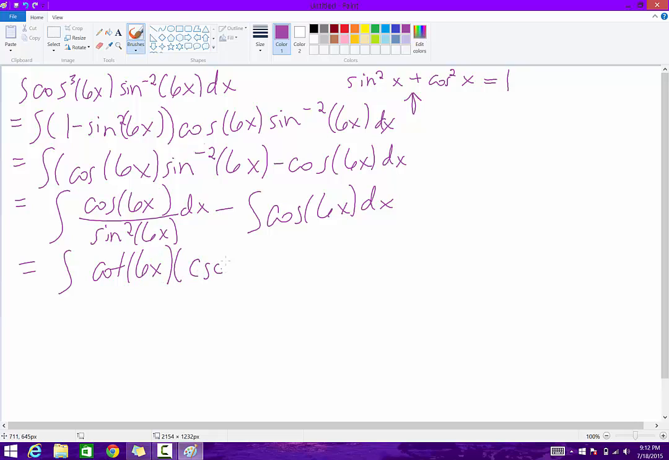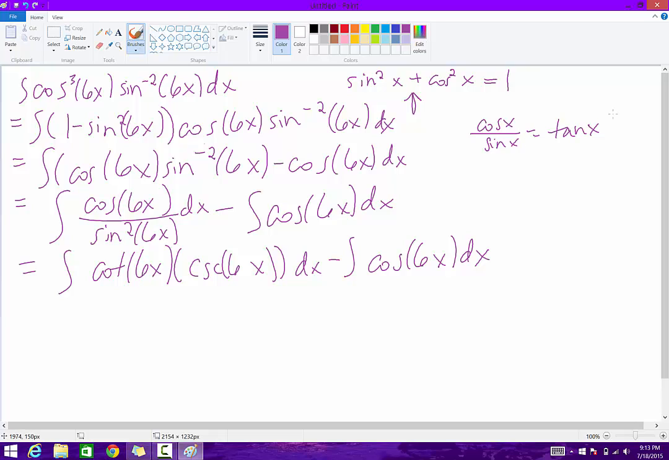times cosecant of 6x dx minus the integral of cosine 6x dx. We were able to do this using the following rules: cosine of x over sine of x equals cotangent of x, and 1 over sine of x equals cosecant of x.